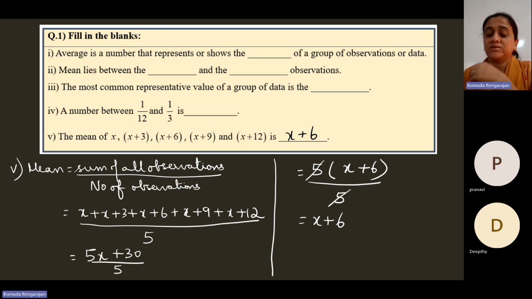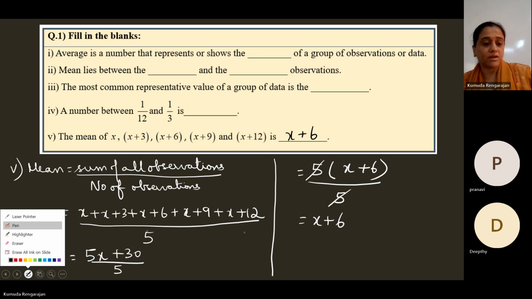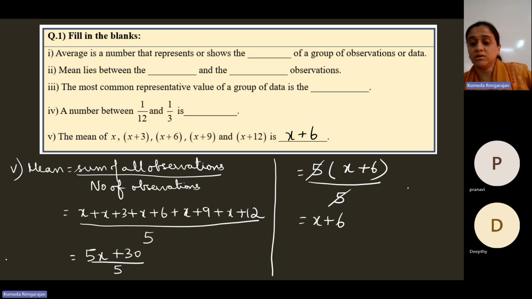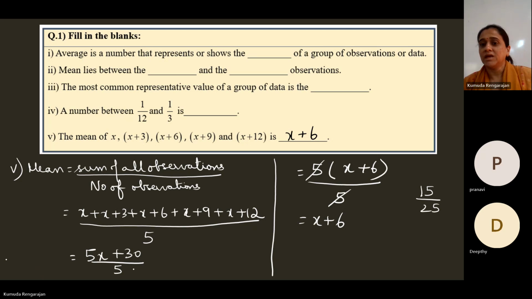We're simplifying further. See, now if you have a fraction like, say, 15 by 25, will you leave it like this? No, right? You will simplify. You will divide the numerator and denominator by the common factor of 15 and 25. That's what we're doing here also. The numerator and denominator have 5 in common, so we are simplifying by taking out the common factor.